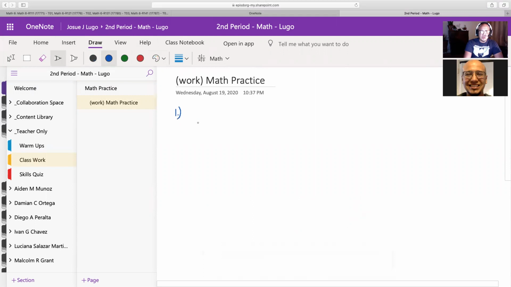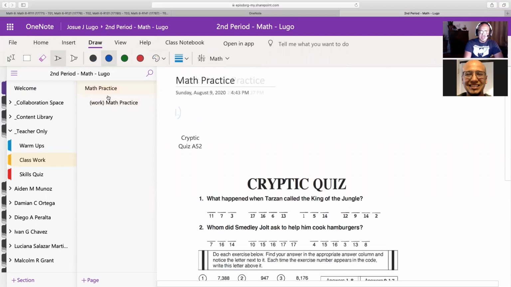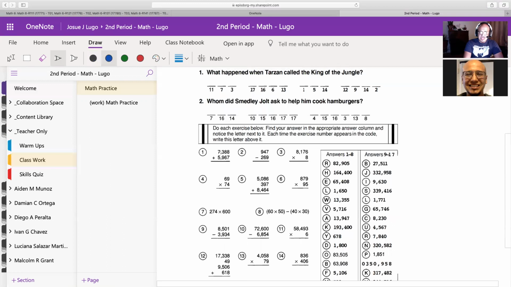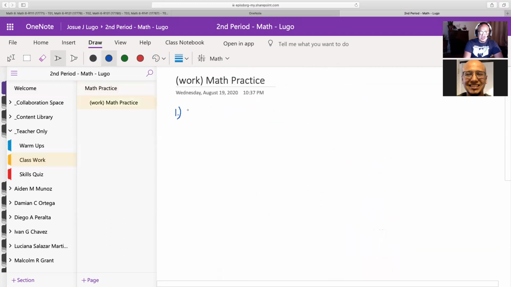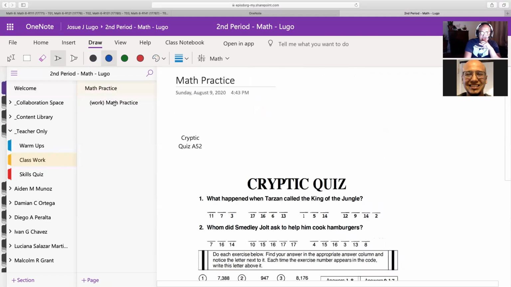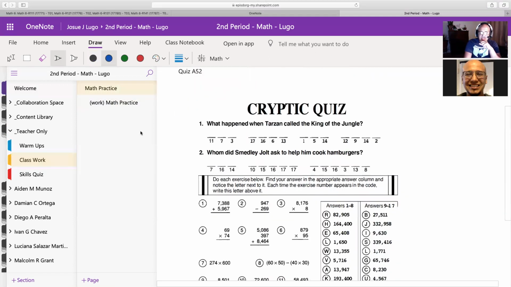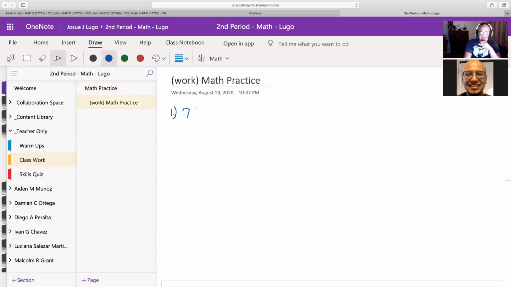So I want you to draw in a number 1, and you're just simply going to copy the problem. So number 1 says 7,388. So just keep going back for 7,000. And if you would rather do it on a separate sheet of paper and then copy it on here, that's fine, just so that you don't have to go back and forth as much. So 7,388.